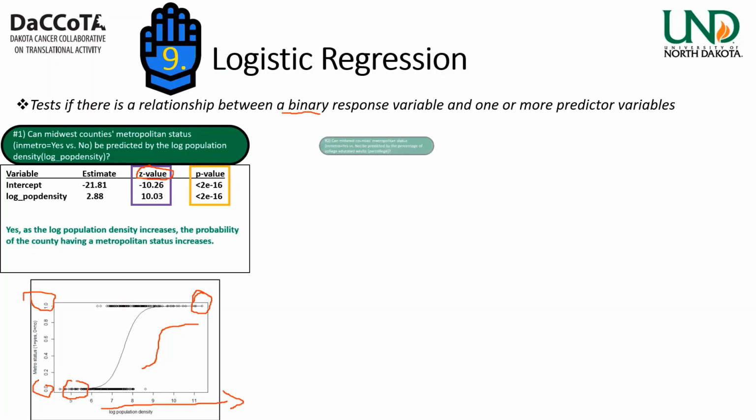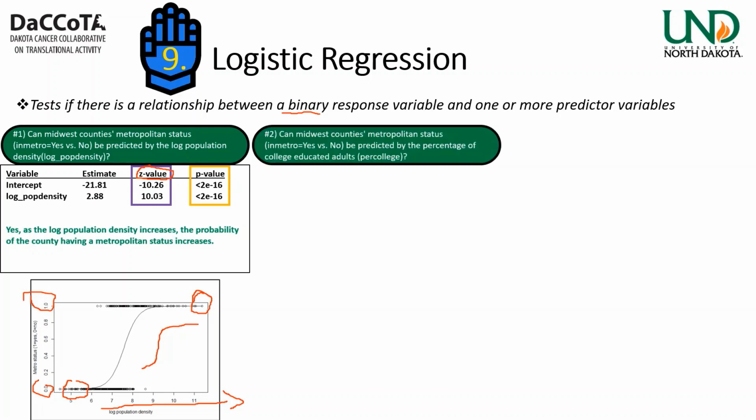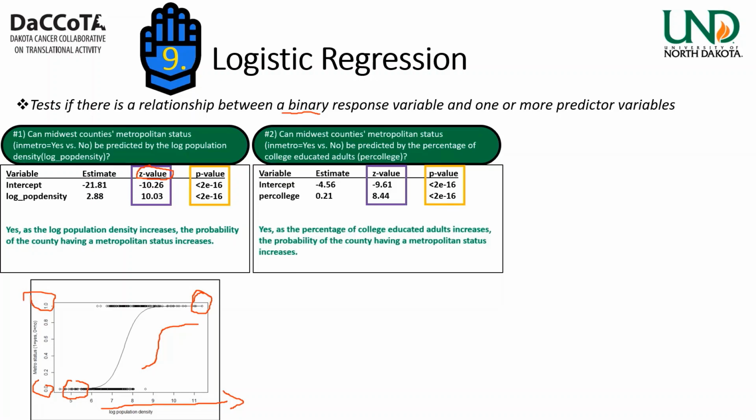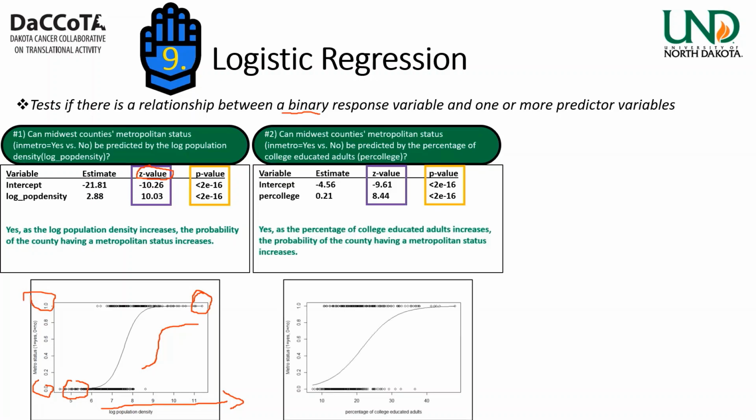So let's continue with this Midwest. Can we detect status by percentage of college-educated adults? Maybe something a little bit less obvious. And it turns out that is significant. And again, the higher the percentage of college-educated adults, the more likely it is to be metropolitan. Sort of makes sense. See here, it's not quite as strong of a curve, but we can still see that sort of S-shaped curve.